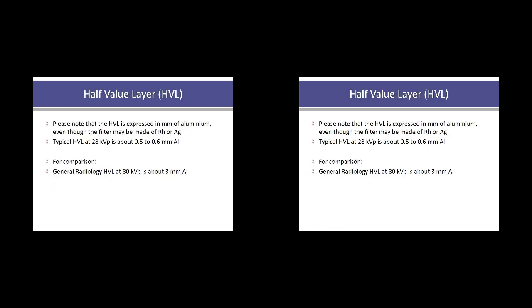Now, half value layer is the amount of material you'd need to put in the beam to reduce the intensity to half of its unattenuated value. It's a measure of beam energy, beam penetrating power. Even in mammography, we still express that quantity in terms of millimeters of aluminium, even though aluminium's not the actual filter material. It would be rhodium or silver. The typical half-value layer, when we set 28 kVp, using either rhodium or silver, would be about 0.5 to 0.6 millimeters of aluminium. So if you add that much aluminium to the beam, you reduce the intensity to half of its value. For comparison, in general radiology, the HVL, when we set 80 kVp, for example, would be about 3 millimeters of aluminium. So obviously the beam in general radiology is a lot more penetrating, a lot more energetic than it is in mammography.